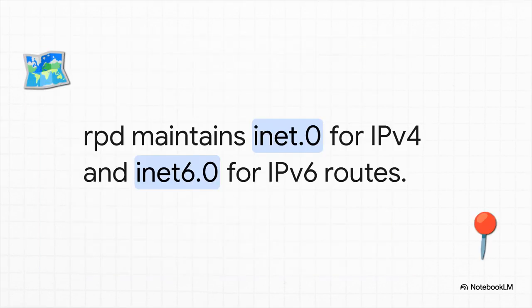Now, protocols in Junos don't actually talk directly to each other very much. Instead, the RPD uses multiple routing tables as these central gathering points. You've got inet.0 for IPv4 routes and inet6.0 for IPv6. Think of these tables like a massive, incredibly detailed atlas of all possible roads across your entire network.